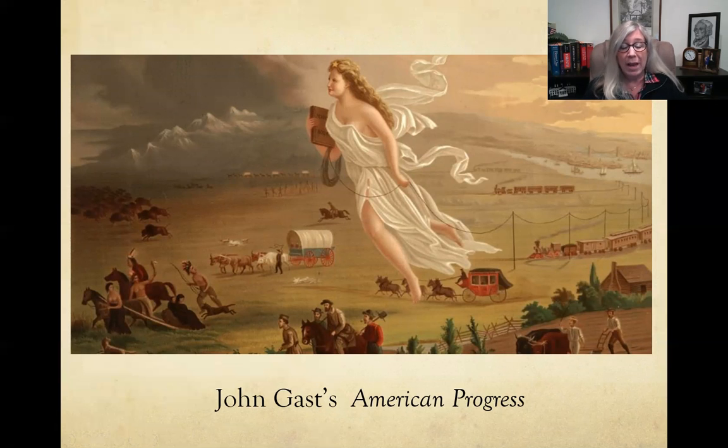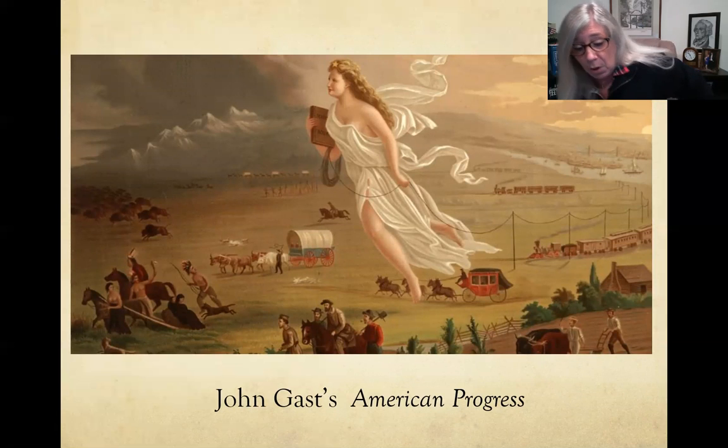This is a painting that is very important, related to the idea of manifest destiny. So I would know this painting. There are a few pieces of art that are used on the AP exam. This is one of them. John Gast and his painting is called American Progress. Think about the name, American Progress.